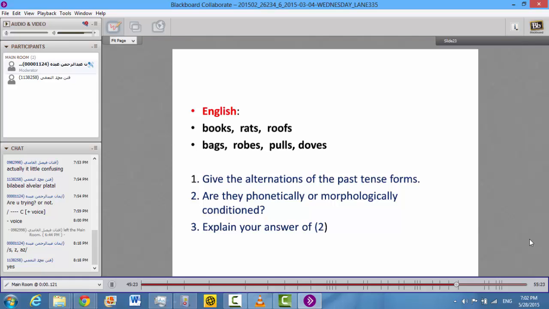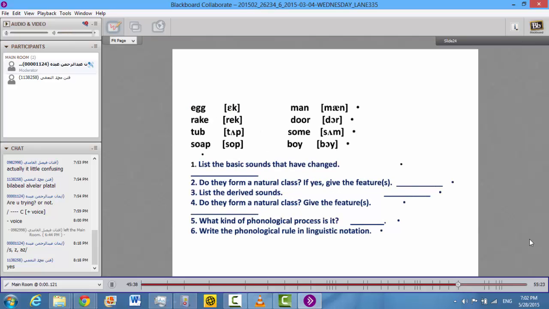So you have to give here the alternations of the plural morpheme. Are they phonetically or morphologically conditioned? You have to state whether they are phonetically or morphologically conditioned, and you have to give me the environment.